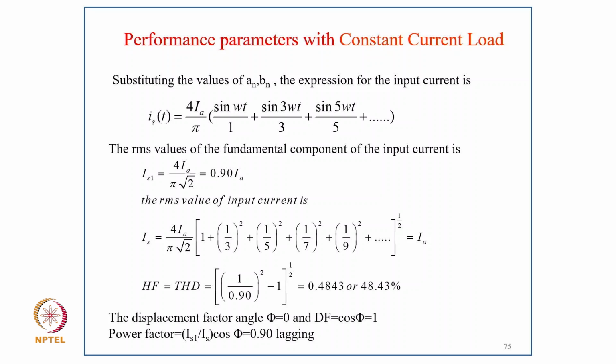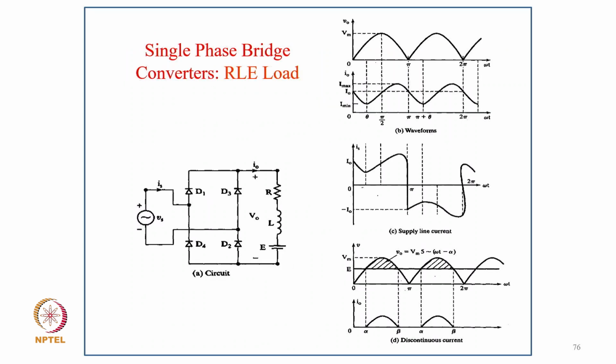is Is = (4Ia/(π√2))[1 + 1/3² + 1/5² + 1/7² + 1/9² + ...]^(1/2), that is equal to Ia, and the harmonic factor of THD equals [(1/0.9)² − 1]^(1/2), and that becomes 0.4843 or 48.43%. The displacement factor φ equals 0 because of the direct rectifier. The fundamental current is in phase with the voltage, and DF equals 1. So the power factor is (Is1/Is) cos φ, that is 0.9 lagging because of harmonics.